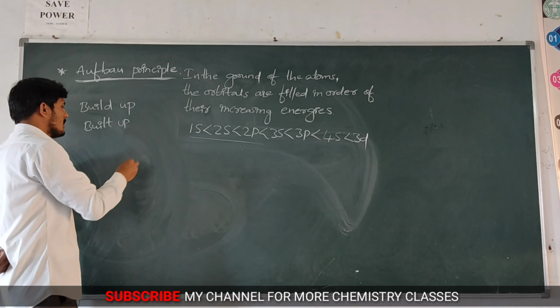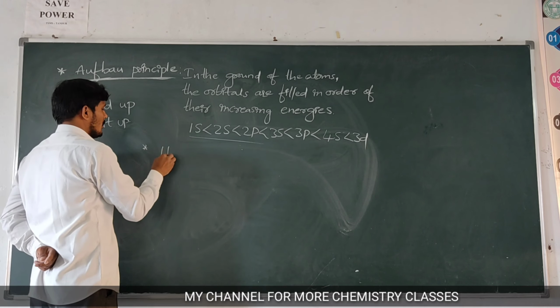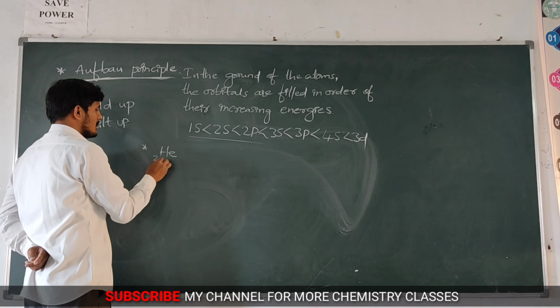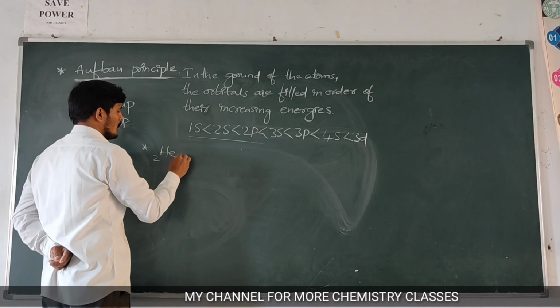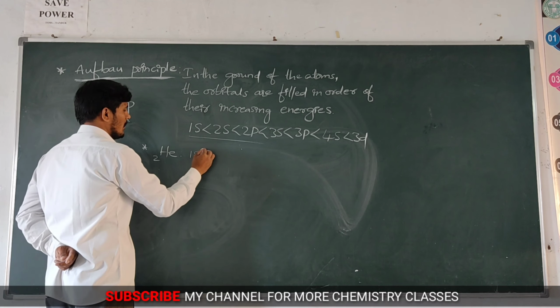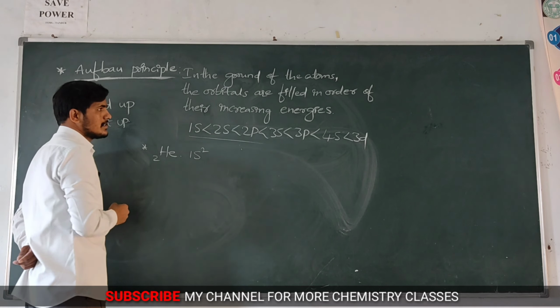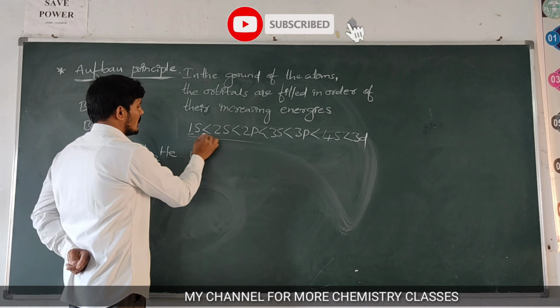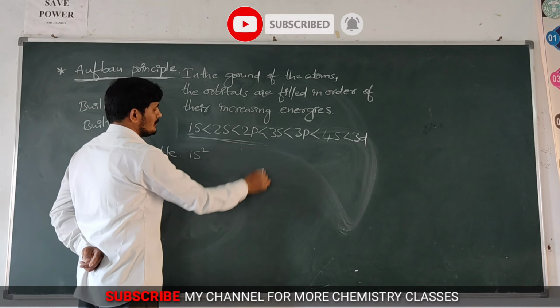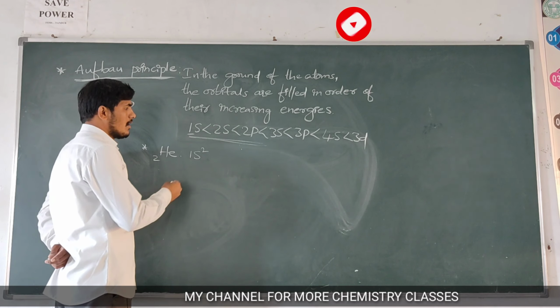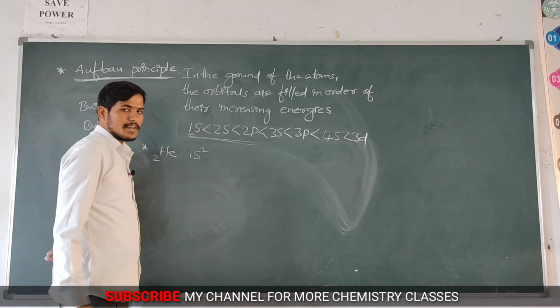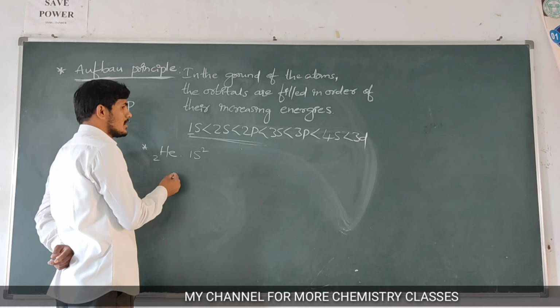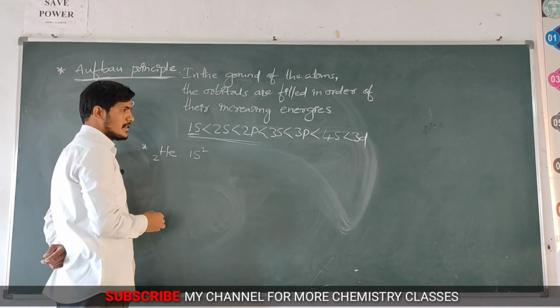Here, take the electronic configuration of helium. What is the atomic number of helium? It is 2, and the electronic configuration is 1s2. Which is the lowest energy orbital? This is the increasing order: 1s, 2s, 2p, 3s, 3p. Here, which is the lowest energy orbital? 1s is the lowest energy orbital.